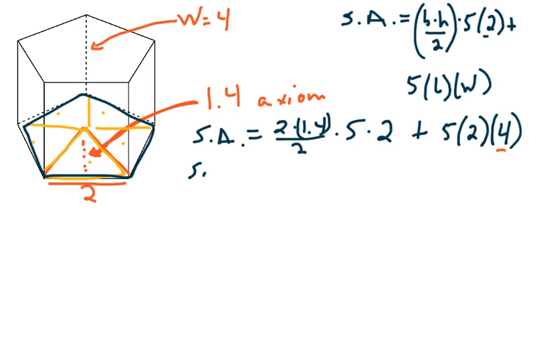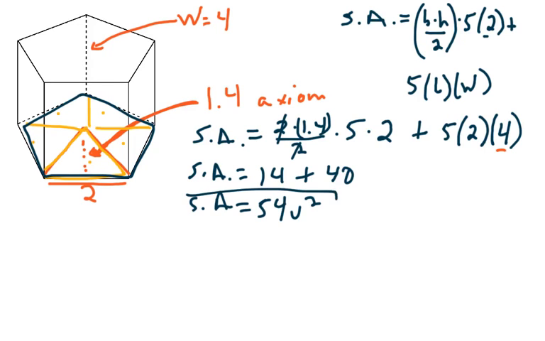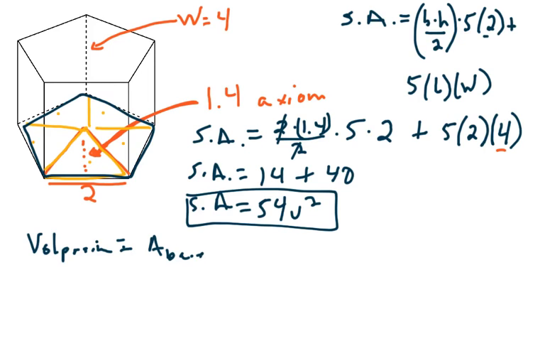Okay, so now when I pump this all into my calculator, this 2 cancels with this 2, 10, 14 plus, we got 20, 40, so we get a surface area of this pentagonal prism of 54 units squared. Perfect. So you can see that one is a little bit more involved, but the volume of this guy, this is the volume of a prism again. So it's just the area of the base times the height.